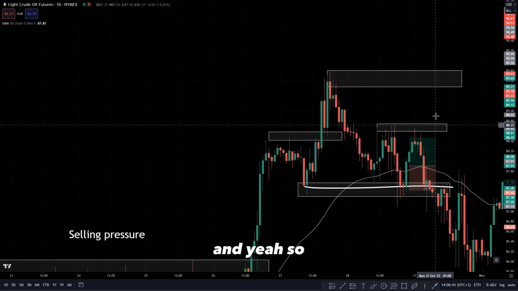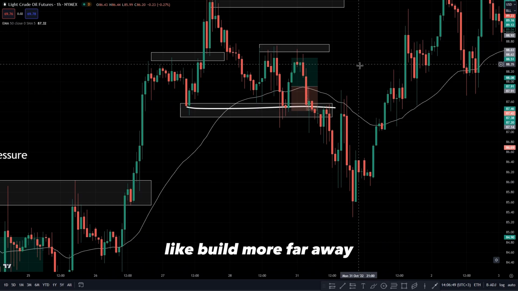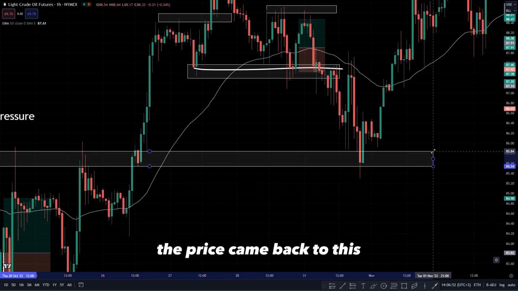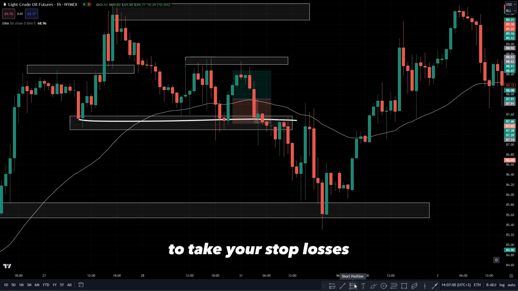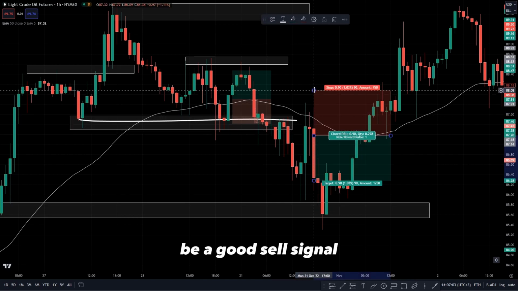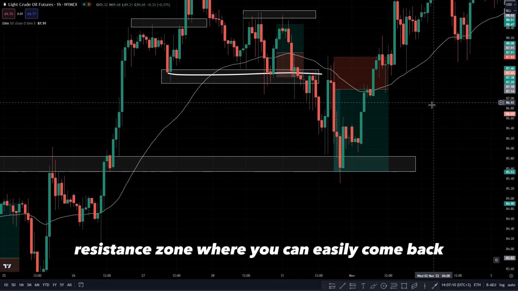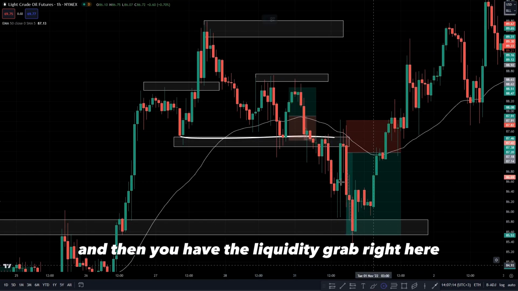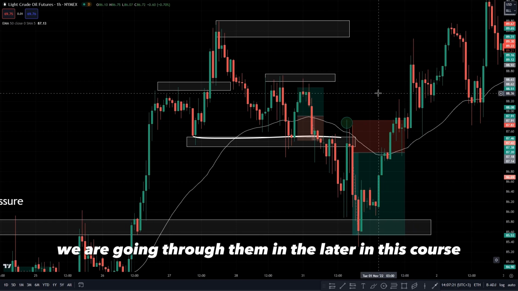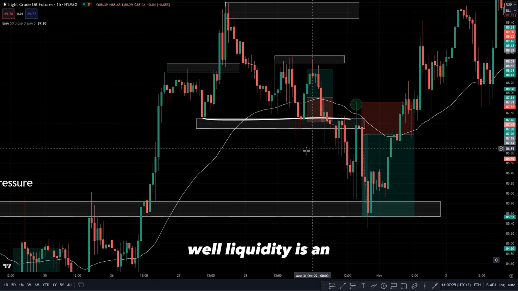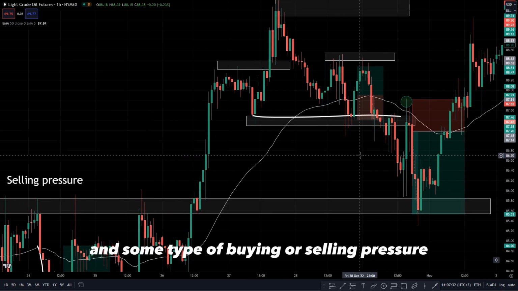So when you're making a trade, you want to have the next support or resistance a bit more far away. For example, right here, the price came back to this resistance zone. So when you see a down movement and then a retest to take your stop losses, this would probably be a good sell signal, because then you have a resistance zone where it can easily come back, and then you have the liquidity grab right here. If you don't know what liquidity means, we are going through it later in this course. But liquidity is an area where there are a lot of orders and some type of buying or selling pressure.